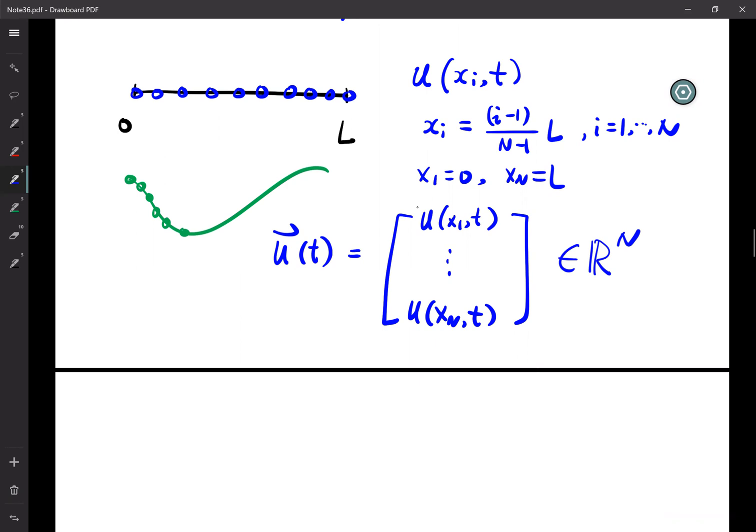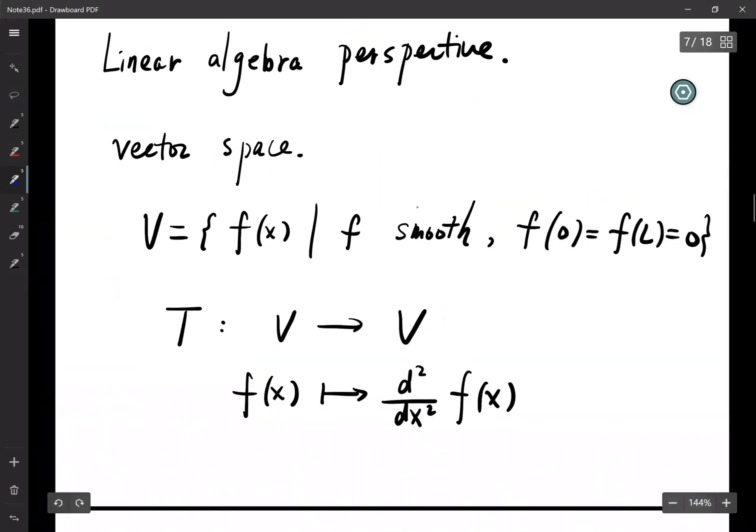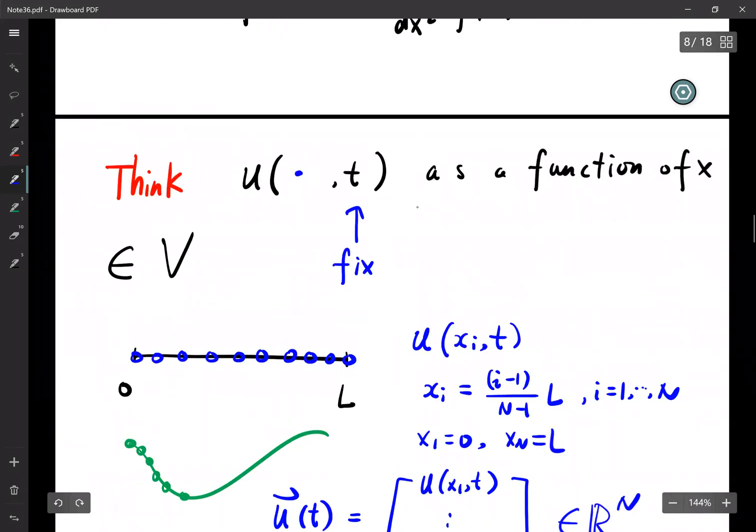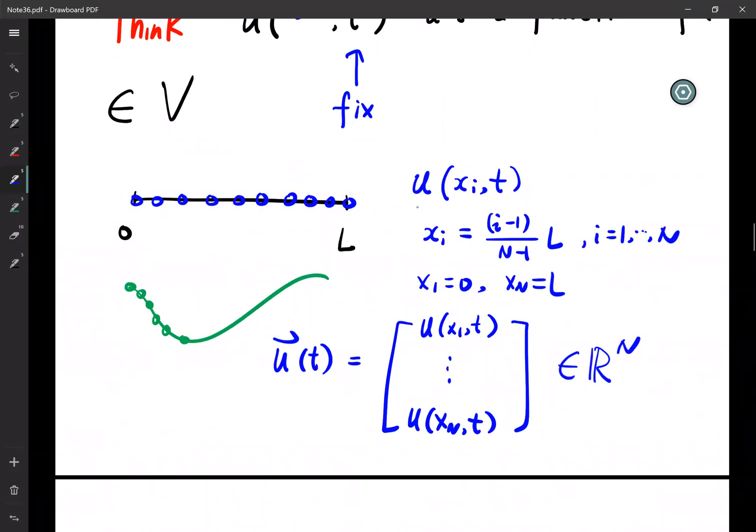I want to say that this has nothing to do with how you solve the problem. I just want to give you a linear algebra perspective to connect the PDE part in as close a way as possible to the ODE and to the linear algebra we had before. So now I've converted this thing that depends on two variables, by discretizing the space but without discretizing the time, to a vector that depends on a single variable t.